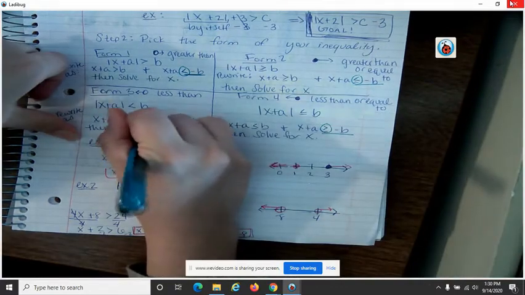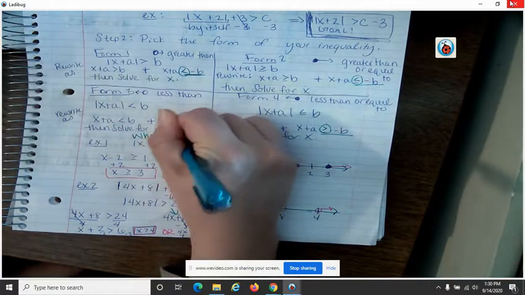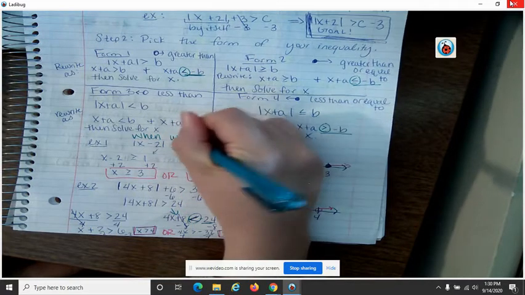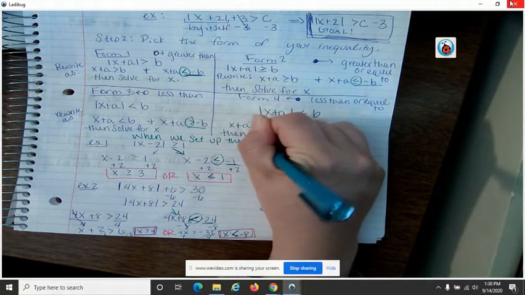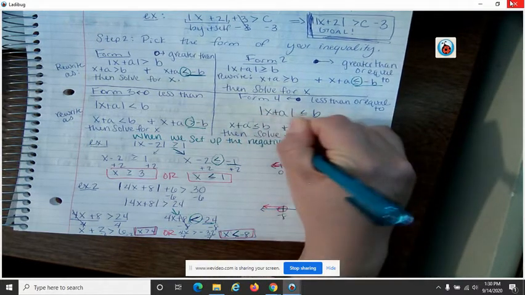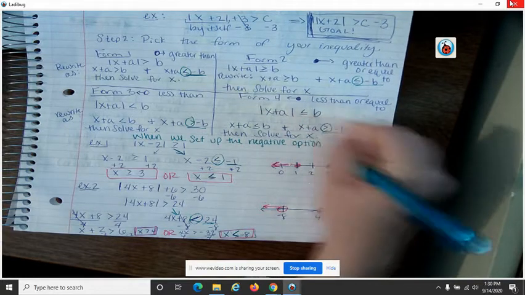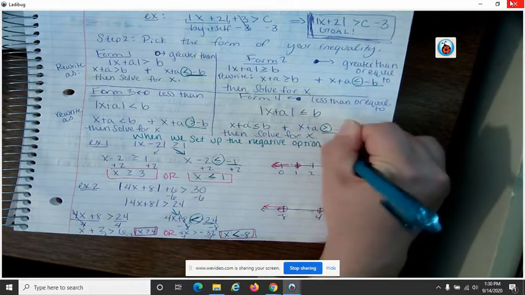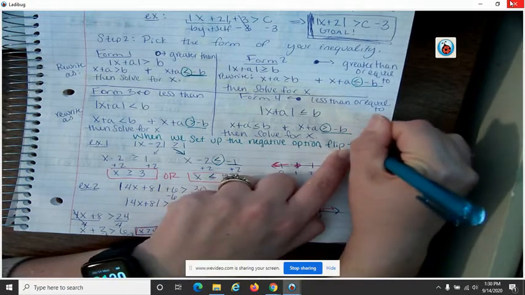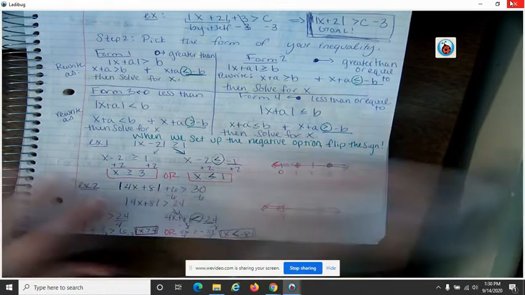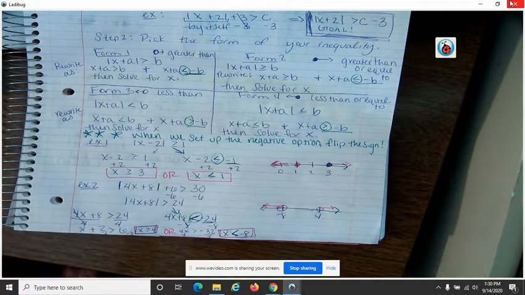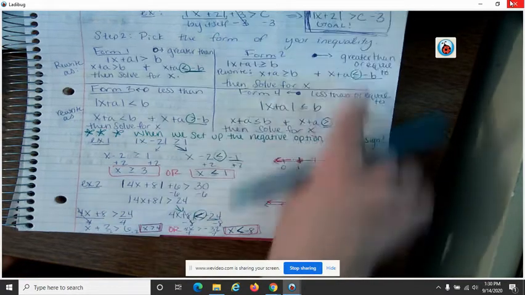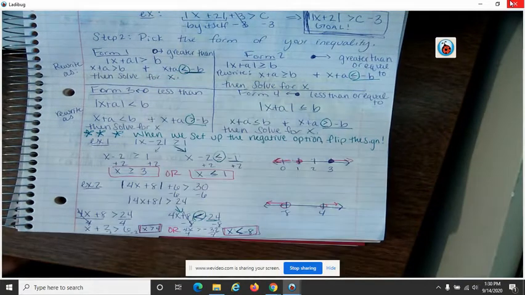So when we set up the negative option, we flip the sign. Okay, so this is the thing that I missed in our notes today. When we set up the negative option, we flip the sign, and that happens all through here in each form.